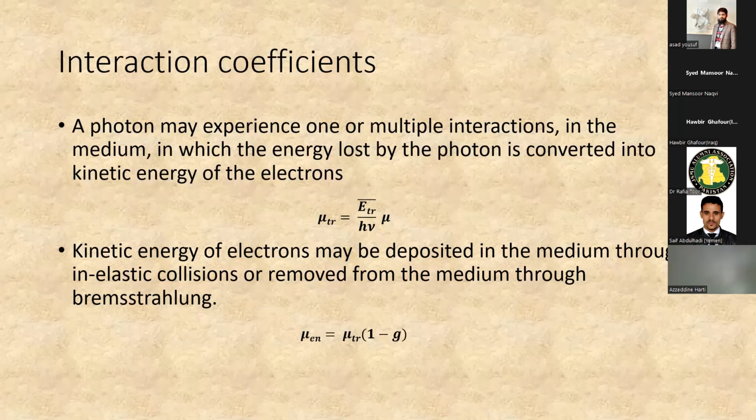So the electron will move forward or be scattered. Maybe it gets high energy, so it can produce secondary interactions with another atom, and it can produce further electrons. Or in some cases, it will come close to the nucleus and it may produce Bremsstrahlung photons. So that is basically Bremsstrahlung X-rays.